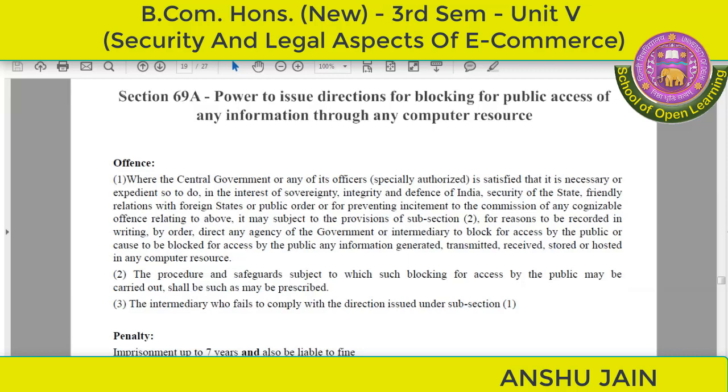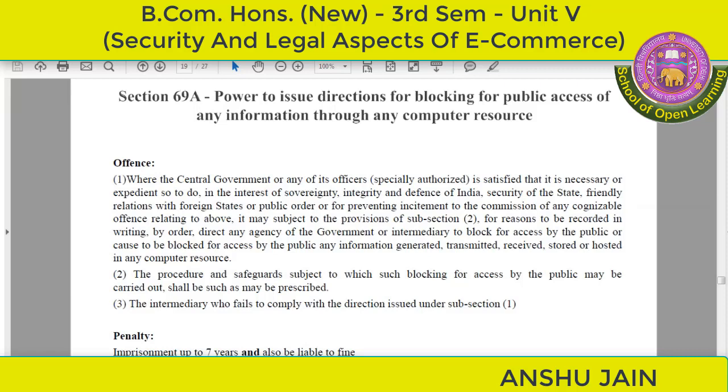Here we are talking about the security of India, integrity and defense of India. If the authorized person is satisfied that the information which has been generated, received or stored in any computer resource is for the defense of India or for the maintenance of integrity of the country, the procedure and safeguards subject to which such blocking for access by the public may be carried out shall be such as may be prescribed.